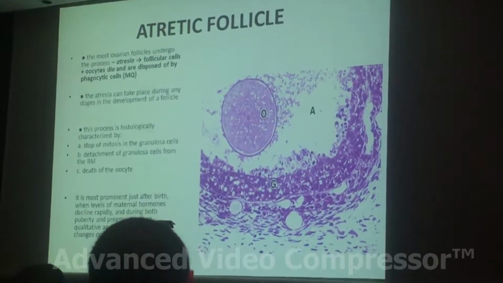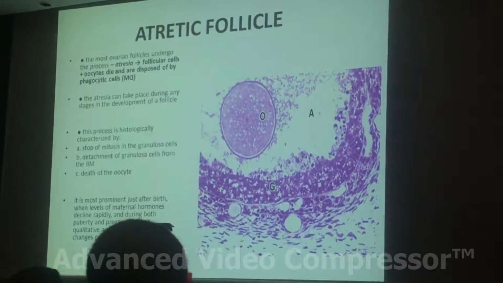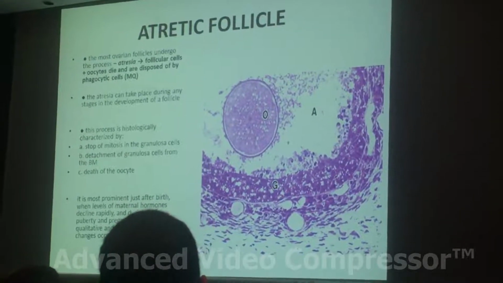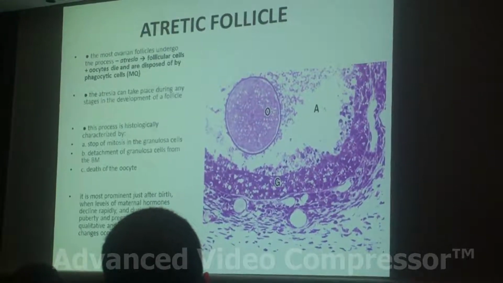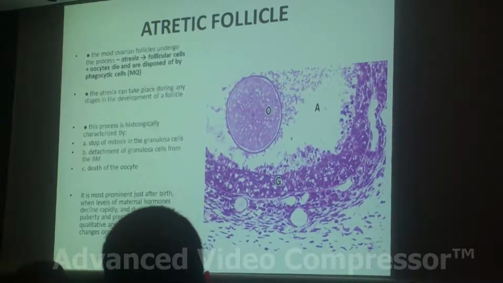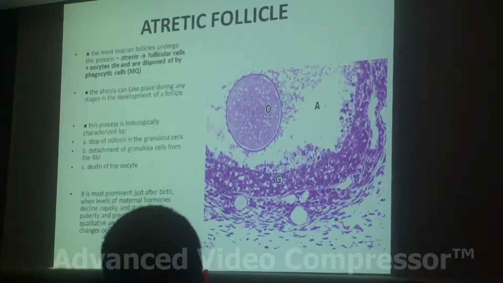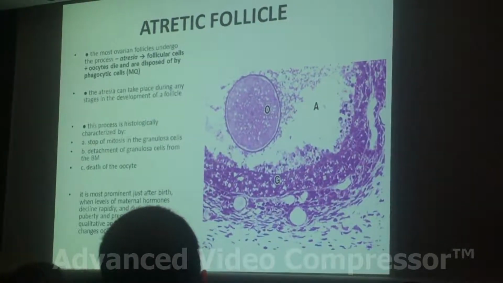Only one of them will reach the pre-ovulatory stage and ovulate. Now what will happen to the remainder, to the other 14 that we selected each month? The other 14 will die gradually by a process called follicular atresia. Follicular atresia means death of the ovarian follicle, disruption. How will they die? Histologically, we have 3 procedures that occur during this atresia.